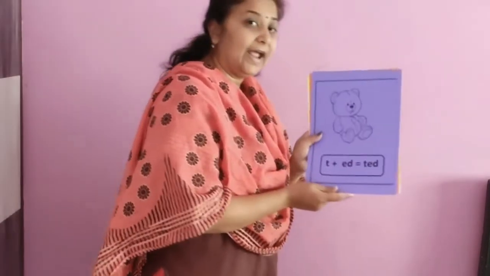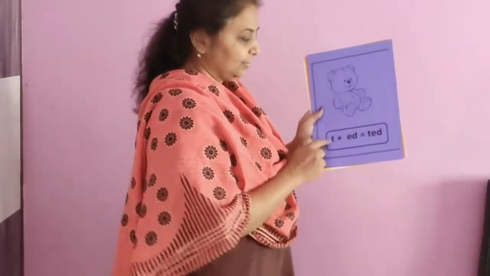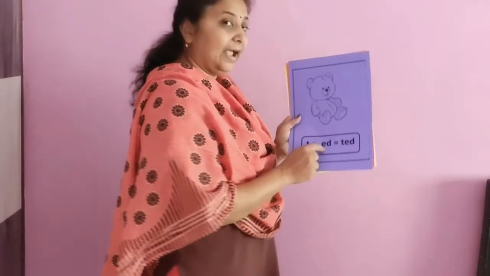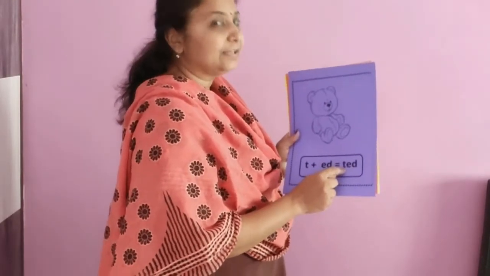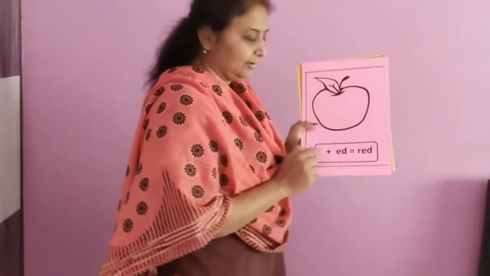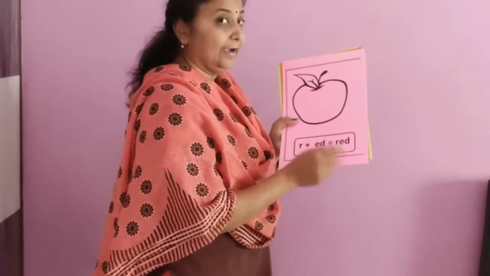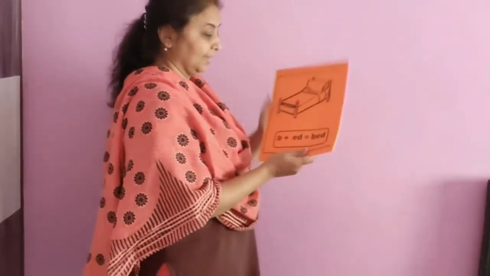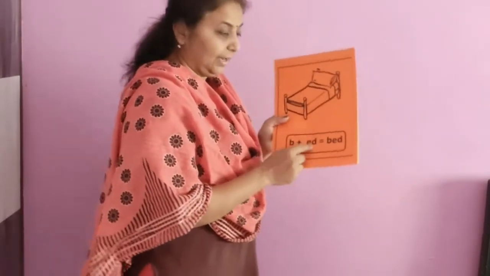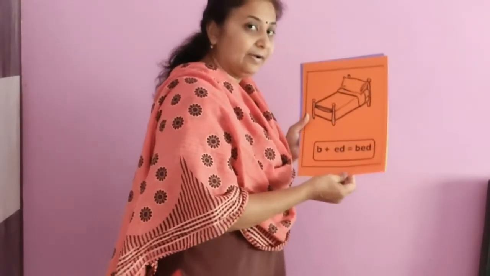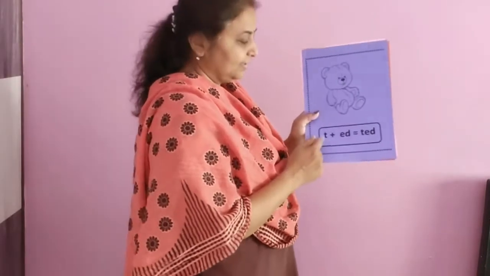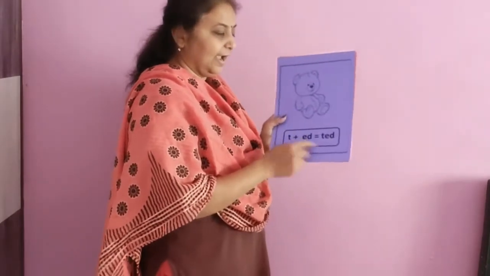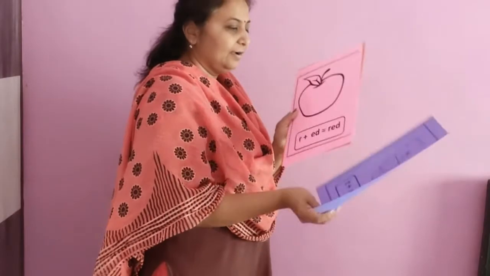And this is Ted. Teddy bear. So T says T, ED, add, T add a Ted. Now we can repeat again. R says R, ED, add, R add a red. B says B, ED, add, B add a bed. Now this is teddy bear. T says T, ED, add, T add a Ted.